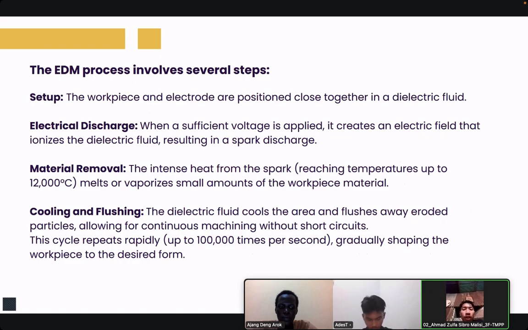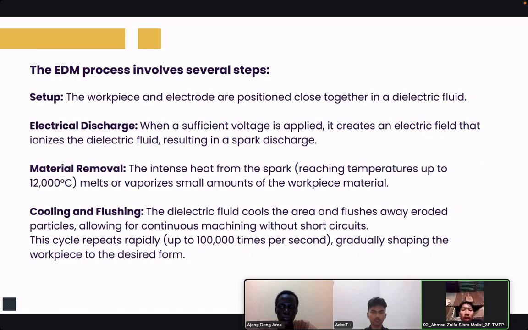The EDM process involves several steps. First, setup: the workpiece and electrode are positioned close together in the dielectric fluid. Then electrical discharge. When a sufficient voltage is applied, it creates an electric field that ionizes the dielectric, resulting in a spark discharge. Then material removal. The intense heat from the spark, reaching temperatures up to 12,000 degrees, melts or vaporizes small amounts of the workpiece material.